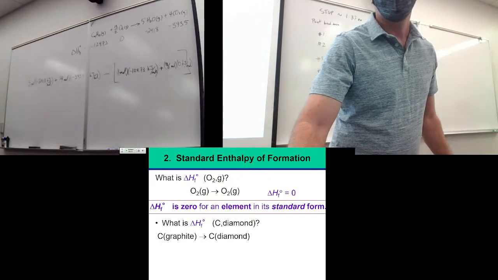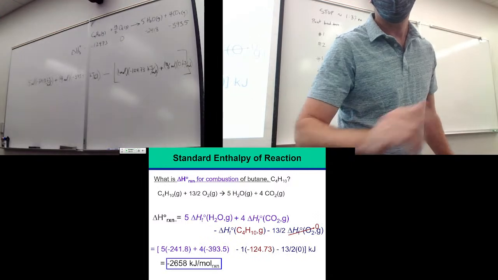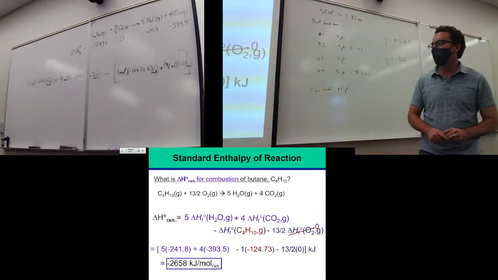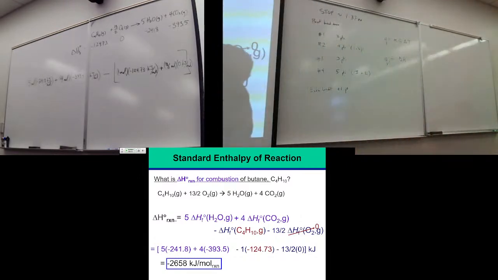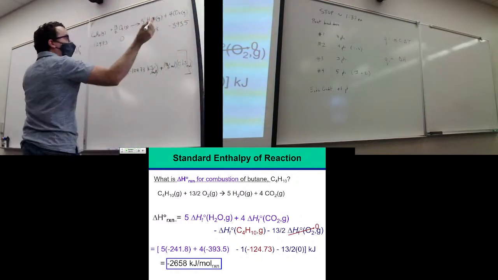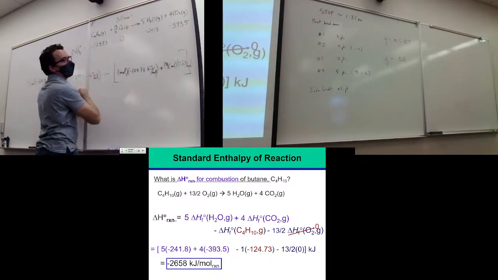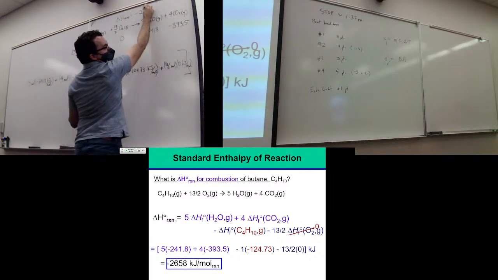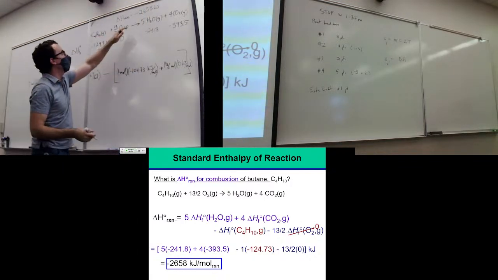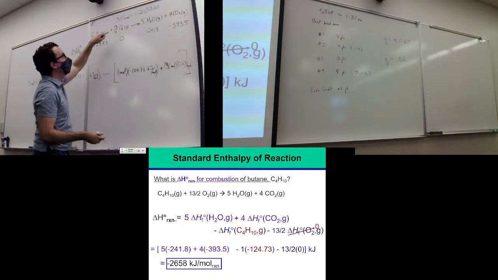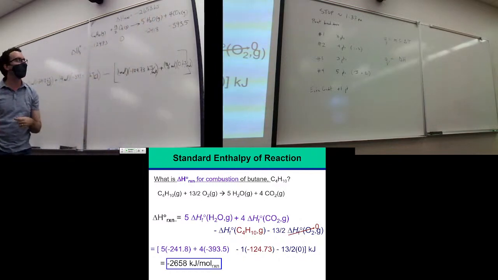And then when you solve this, I'm not even going to do it because it's in the slides. When you solve this, you end up with minus 2,658 kilojoules per mole. So that is the delta H for this reaction. Right? So when you write the reaction, what is the delta H of reaction for this thing? It's going to be minus 2,658 kilojoules. And this says per molar reaction. So the idea is per mole of butane, per 5 moles of H2O, per 4 moles of CO2. It depends on what you're referring to, but that's the delta H.